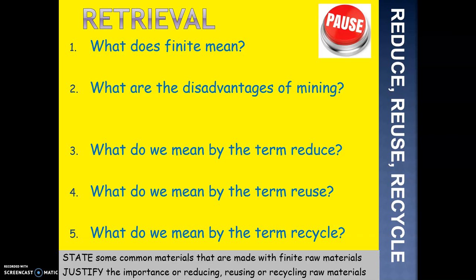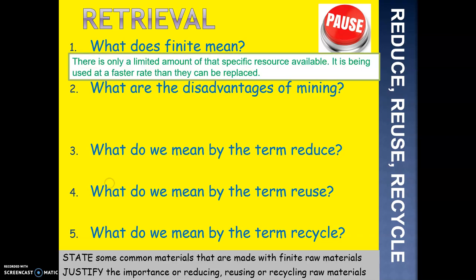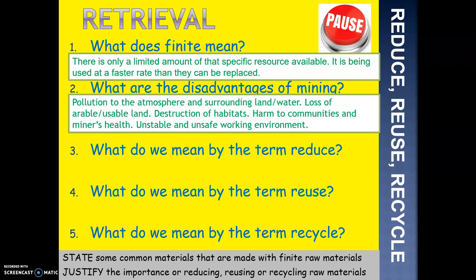So for the first one, what does finite mean? Well, finite simply means a limited amount of that specific resource available. Another way of saying that is being used at a faster rate than it can be replaced. Question 2, disadvantages of mining for metal ores. Pollution to the atmosphere, surrounding land and water, loss of arable or usable land, destruction of habitats, harm to communities and miners' health, unstable and unsafe working environment.